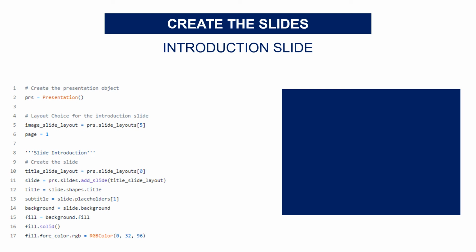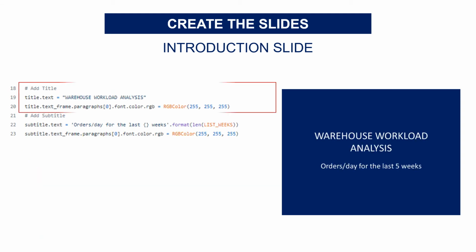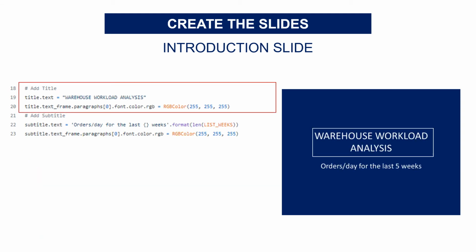To build the PowerPoint, we'll be using the python-pptx library. First, start by creating a PowerPoint presentation object that will be used to create our PPT file. For the first slide, we are going to use a specific layout with a title and a subtitle, and we'll choose the background color. Then we add the title, and finally the subtitle. So now your first slide is done.